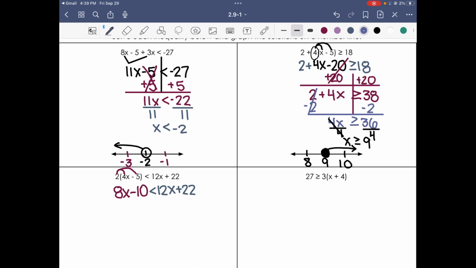Then I need to get the x's together. And normally it's easiest to read an inequality if they're on the left side, as I said before when I talked about the order. So I'm going to subtract the 12x over to the left side. 8 minus 12 is negative 4. So I have negative 4x minus 10 is less than, and now it's just 22 on the other side.